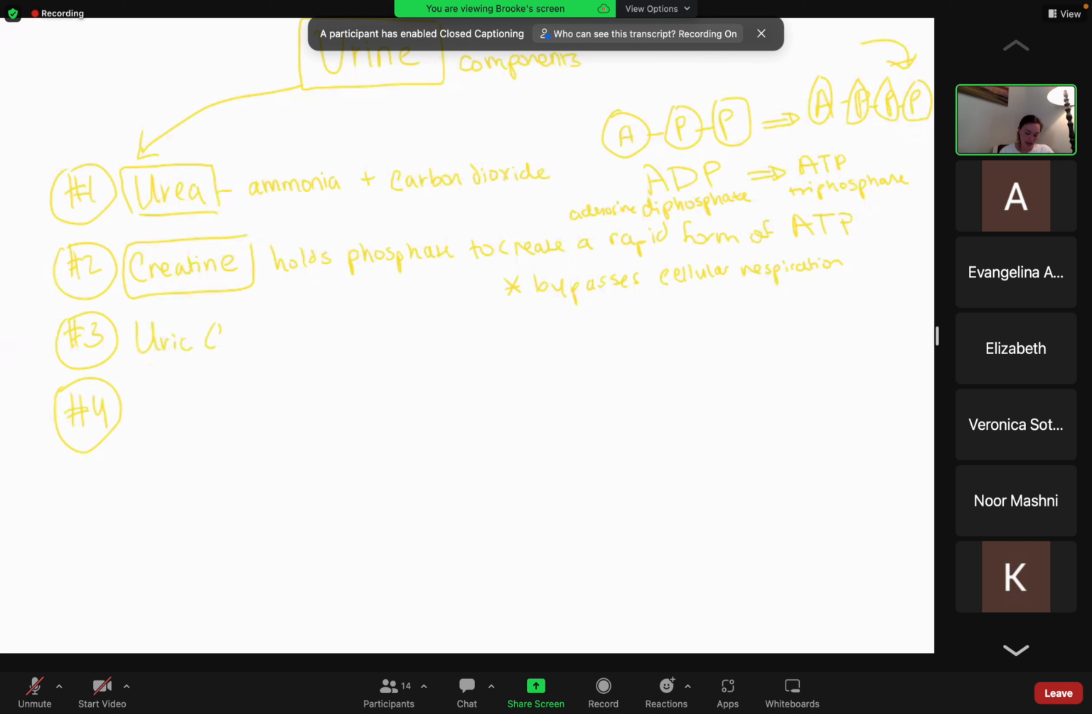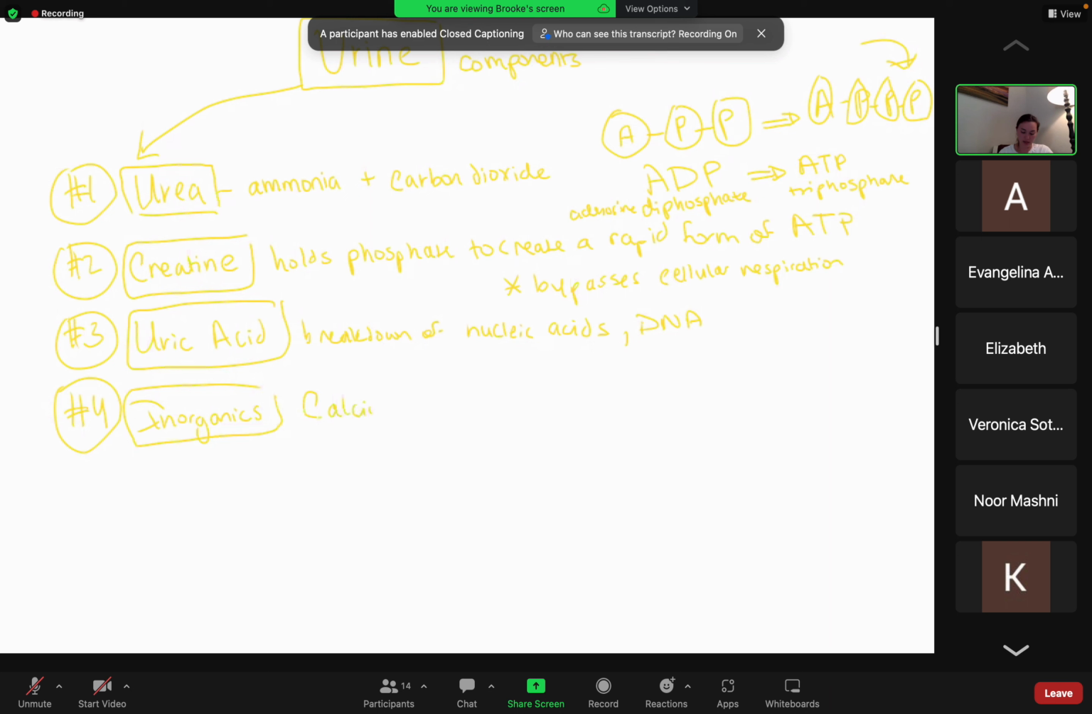Uric acid. So uric acid is another component of urine. This comes from the breakdown of nucleic acids, which are basically the DNA component. And then lastly, we have inorganics as the 4th component of urine.